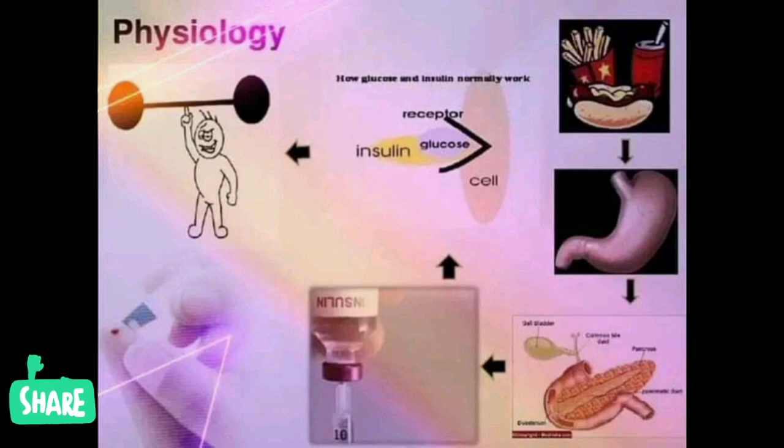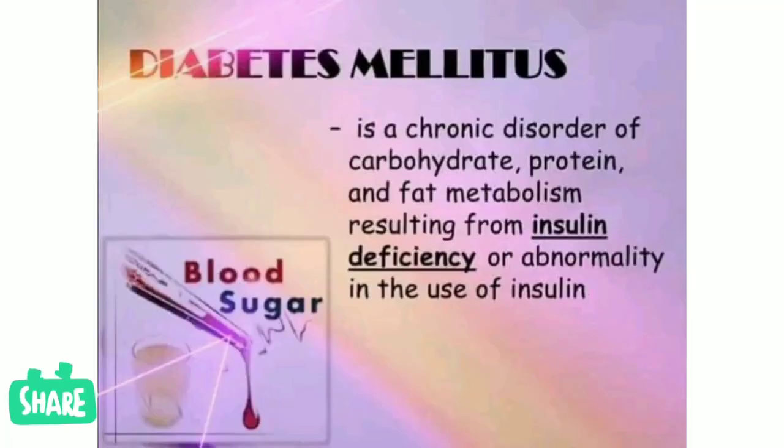Its physiology is: whenever you eat food, it goes into the stomach, and if the blood does not utilize the already stored glucose in it, then the pancreas releases more insulin. Diabetes mellitus is a chronic disorder of carbohydrate, protein and fat metabolism resulting from insulin deficiency or abnormality in the use of insulin. This means that there is more amount of insulin in the body.